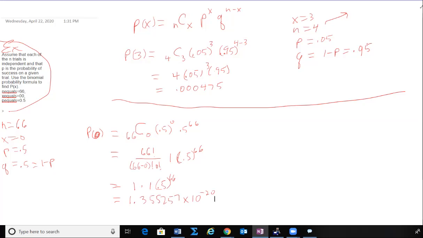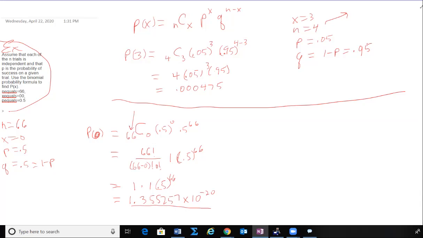Now, the context for this might be flipping a coin 66 times, because the probability of a coin coming up heads is a half, coming up tails is a half. So success is heads, failure is tails. What is the probability that in 66 flips, you would have 0 heads and 66 tails? What's the probability that that would happen? This is it.